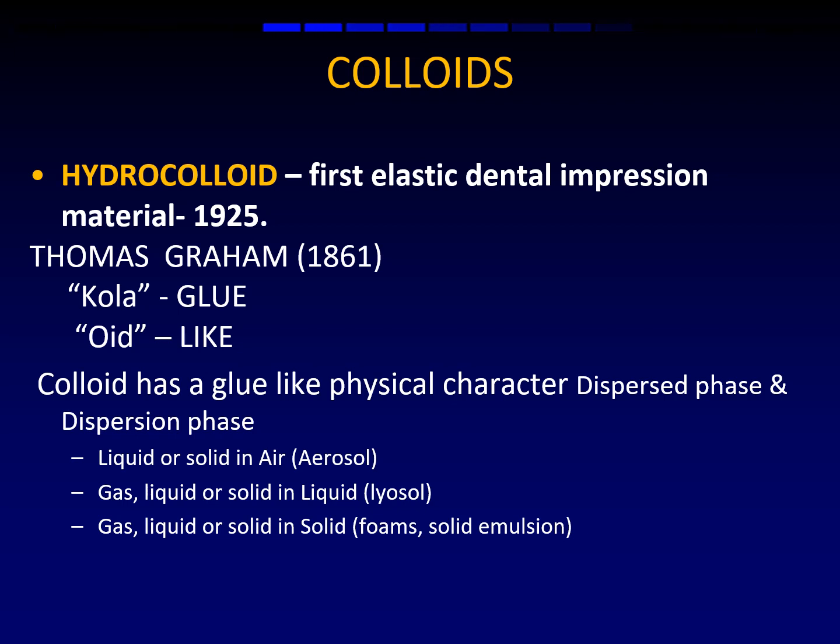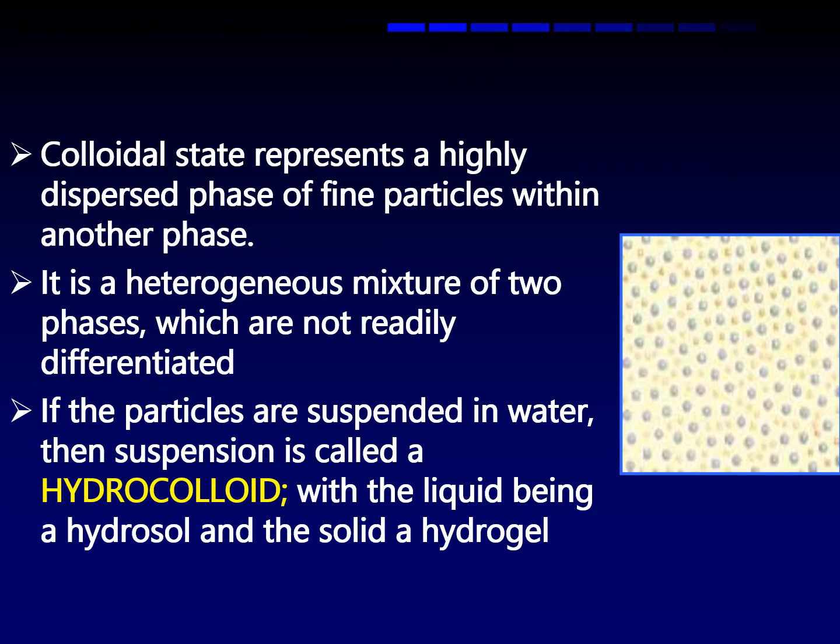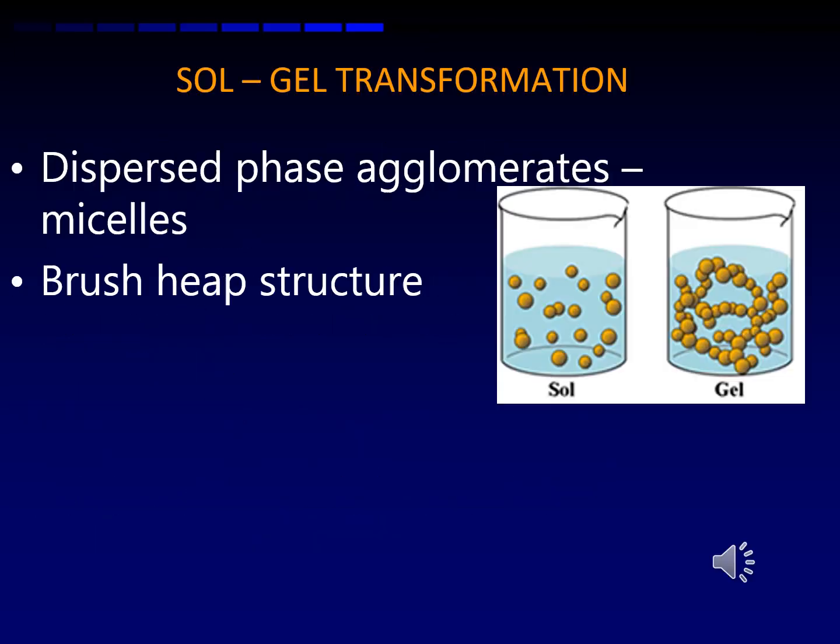We have different types of matter in this world. They have a dispersed phase and a dispersant phase. For example, liquid or solid in air is called aerosol. Gas or liquid or solid in liquid is sol. Gas, liquid or solid in solid is known as foams, solid emulsions. In the colloid, there are two phases. They are the disperse phase and the dispersion medium. If the particles are suspended in water as a medium, then it is called a hydrocolloid.